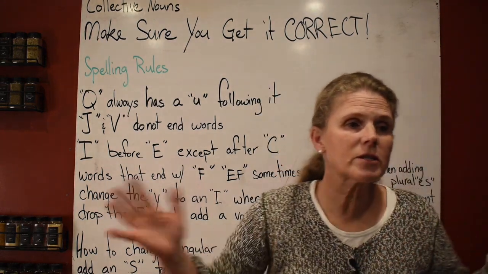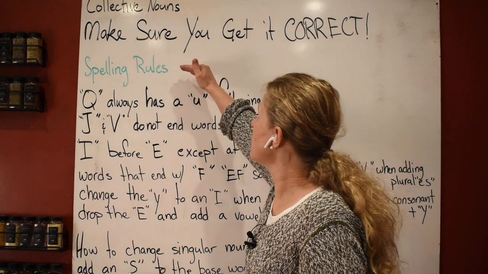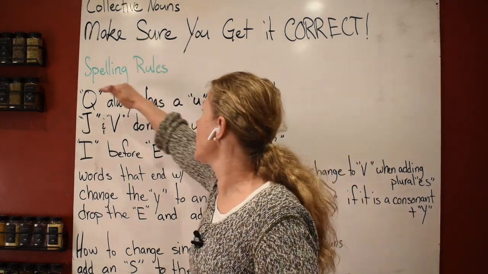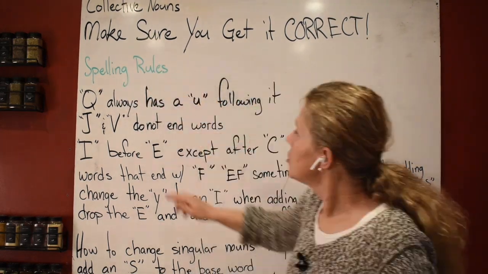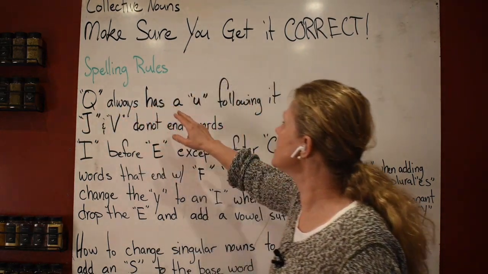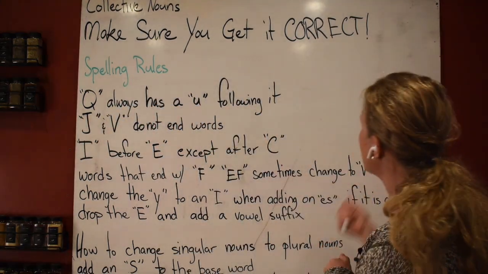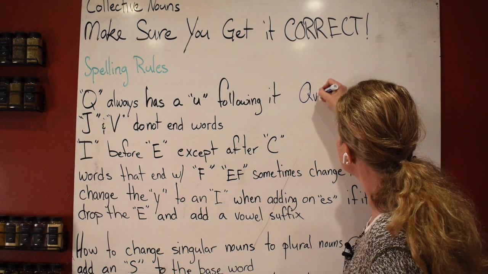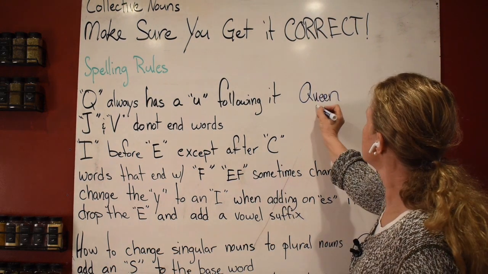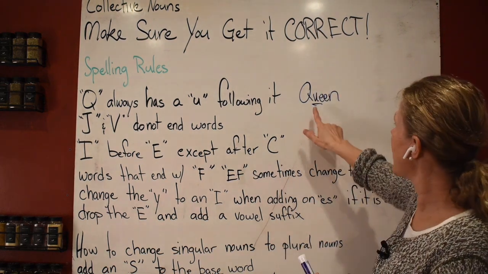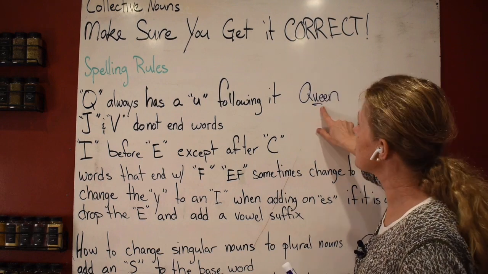Now, let's just go over some quick spelling rules that we've gone over in the past, but I feel everybody needs a refresher on these. The Q always has a U following it. For example, queen. Look, it always has that U. You need to remember that.